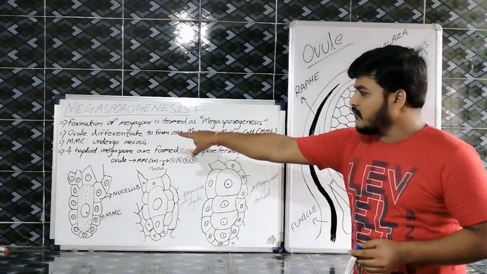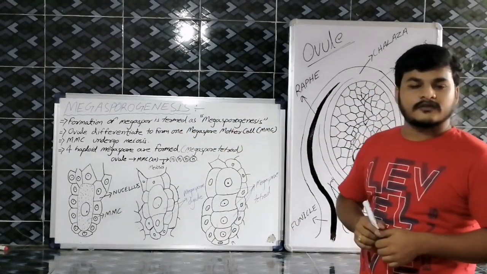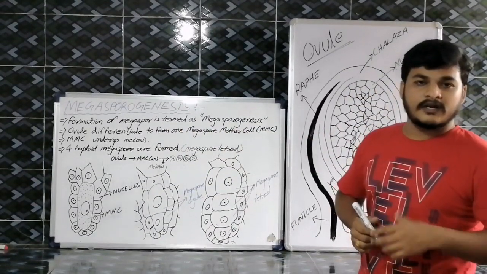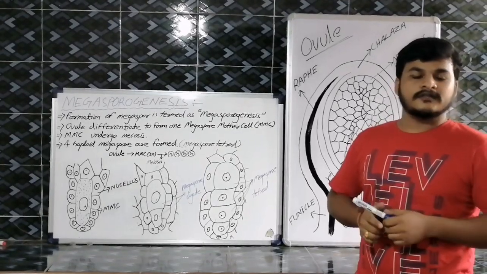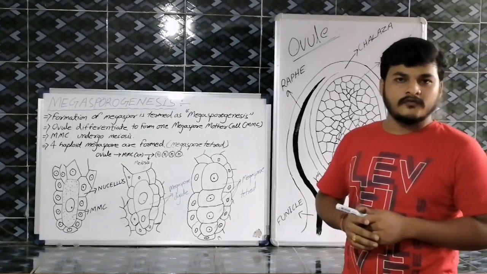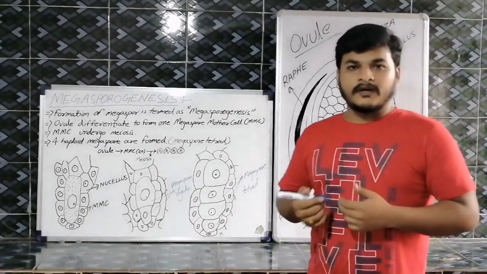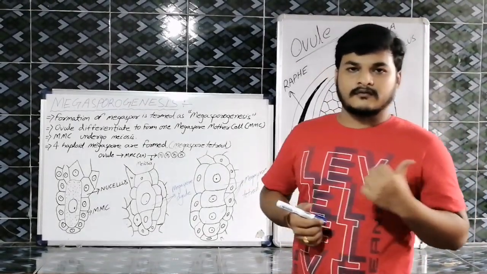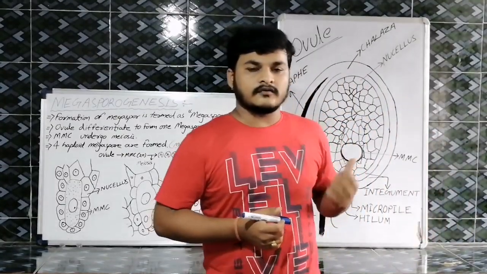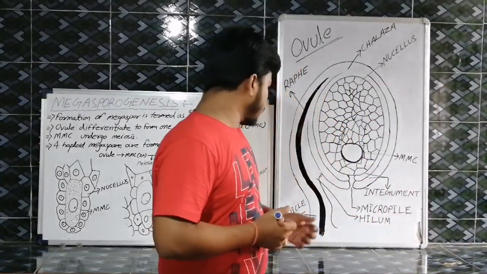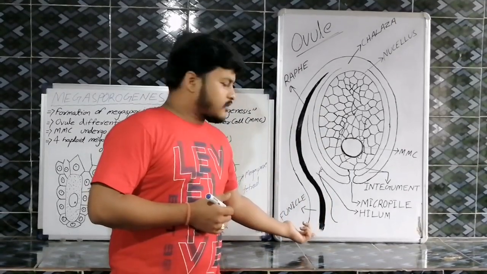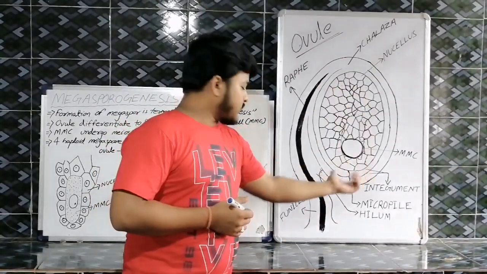Next point is the ovule differentiates to form the megaspore mother cell. What is the megaspore mother cell and what is the ovule? In our previous classes, we already studied the structure of the ovule. So, for better understanding, I want to recap the terms we already studied about the ovule. The ovule consists of a stalk-like structure and a big body part.